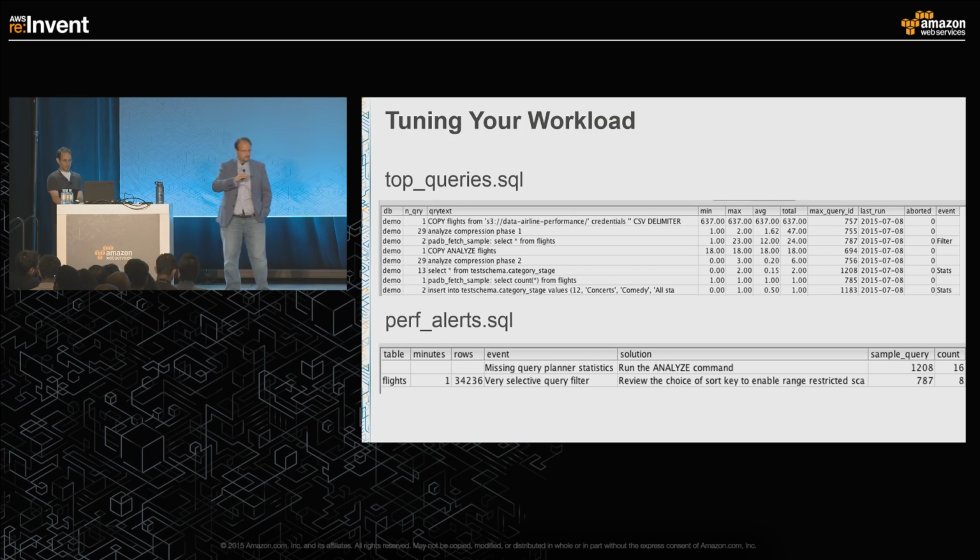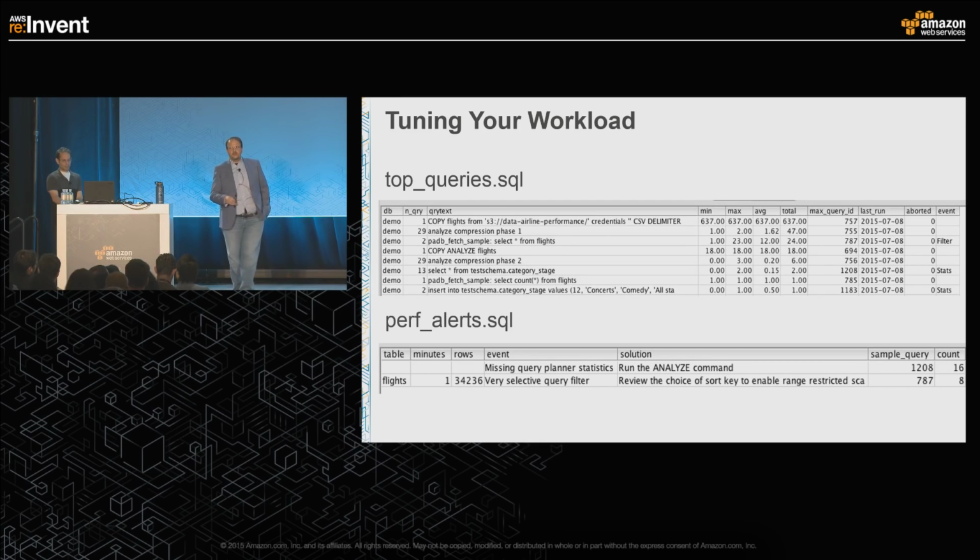Of course, on the right side, in the event column, you see that some of them say filter or stats. Those are performance alerts where the system is telling you what is wrong with the query. You're missing stats, or the filter is not appropriate for the sort key of the table.